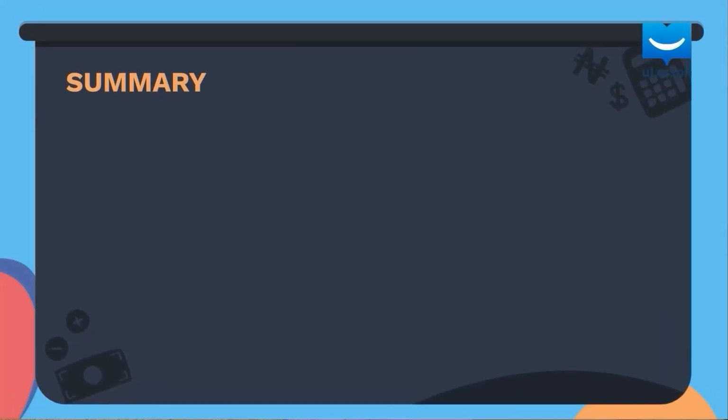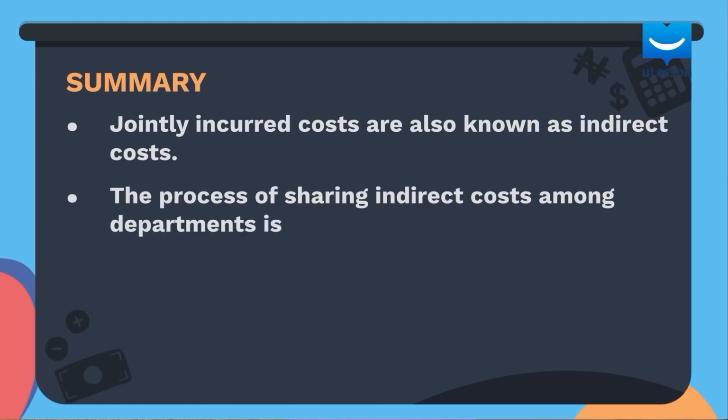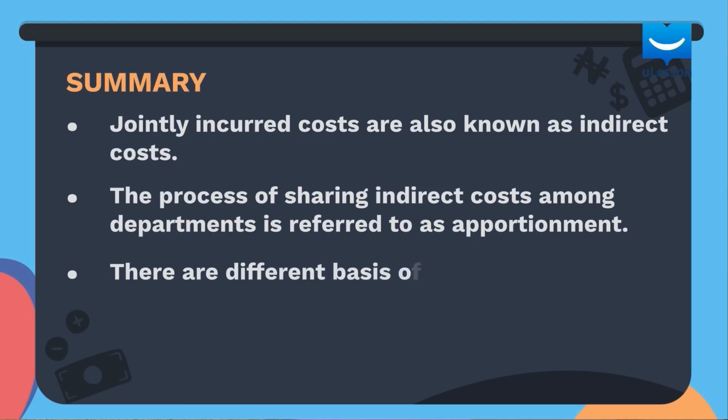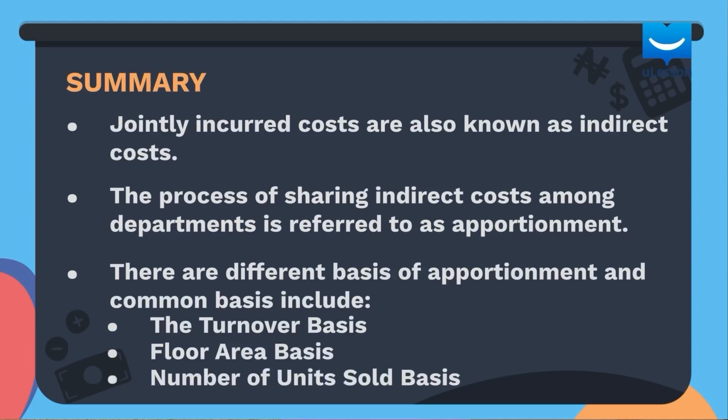In summary, we've learned that some costs are jointly incurred by departments. These costs are also referred to as indirect costs. The process of sharing indirect costs among departments is referred to as apportionment. There are different bases of apportionment, and common bases include the turnover basis, floor area basis, and the number of units sold basis.